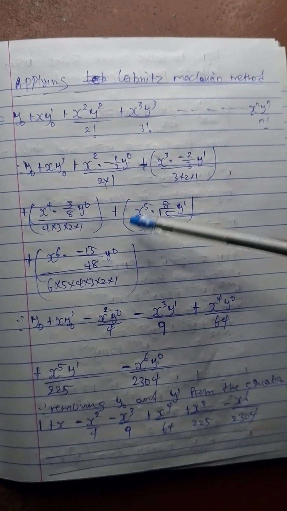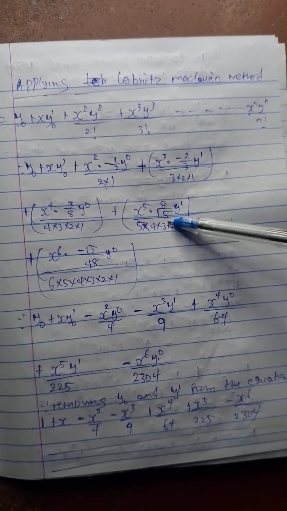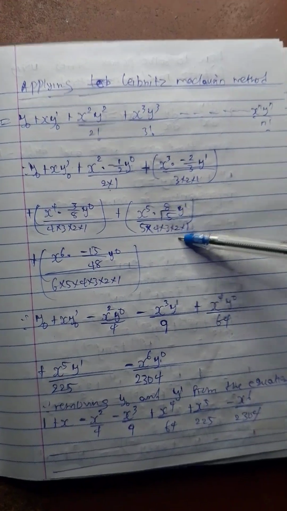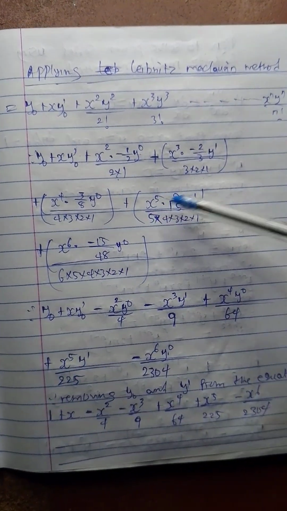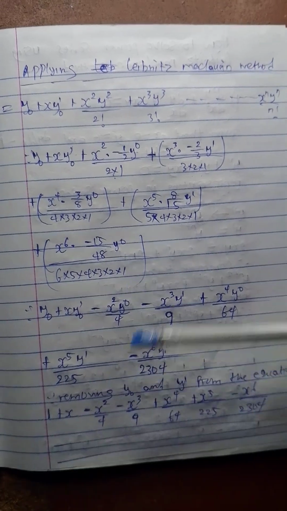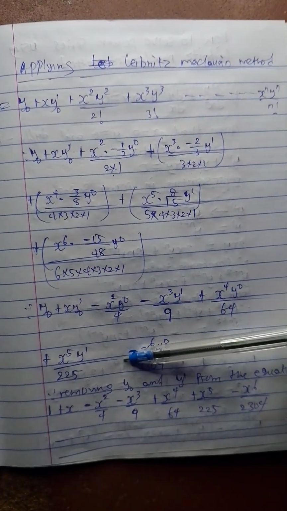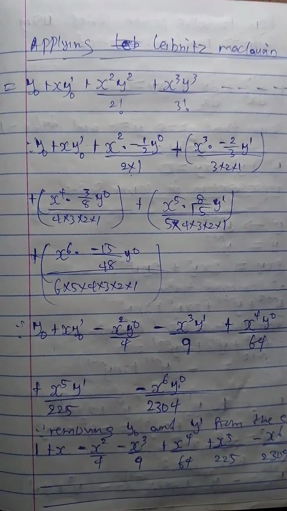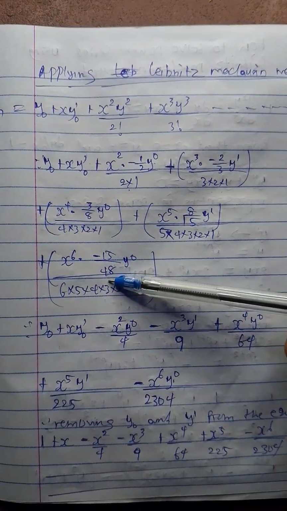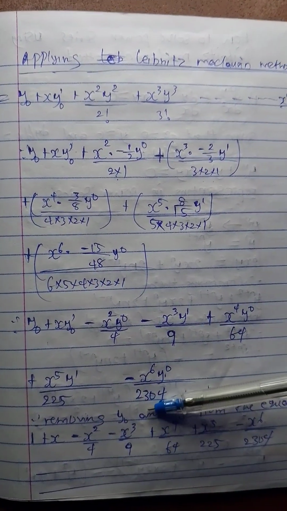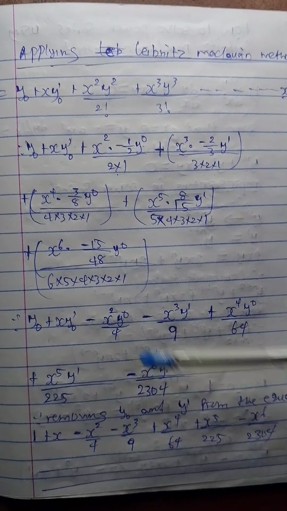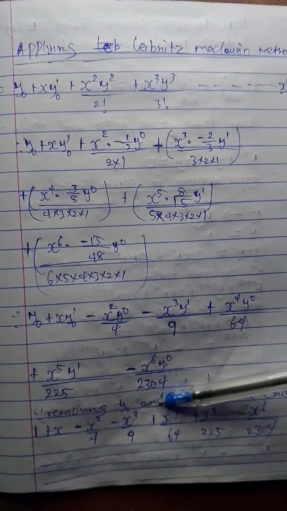Again, plus 8 over 15 divided by 5 times 4 times 3 times 2 times 1 will give me 225. So that becomes x5 y1 over 225. Again, plus times minus is minus. So what next? We have 15 over 48 divided by 6 times 5 times 4 times 3 times 2 times 1, which will give me 2304, right? So that becomes x6 y naught over 2304.